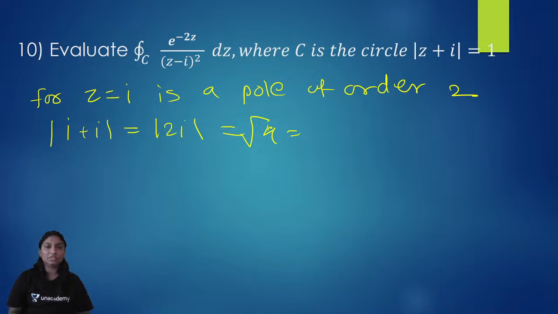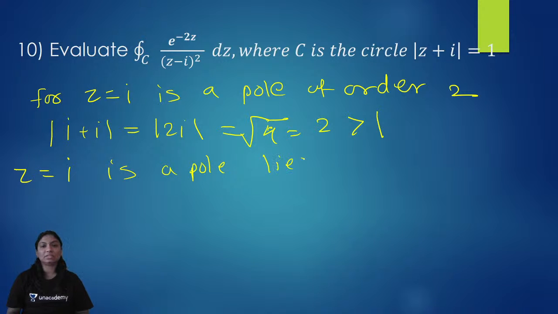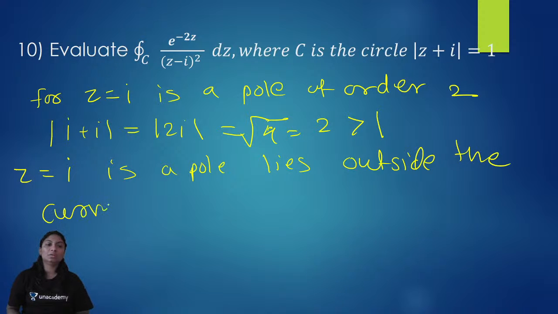Root of 4 equal to 2 greater than 1. So obviously z is equal to i, a pole, lies outside the curve C. Outside the curve C, because your circle curve is mod of z plus i is equal to 1.